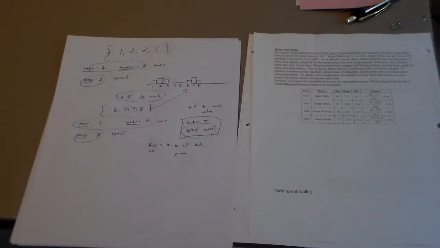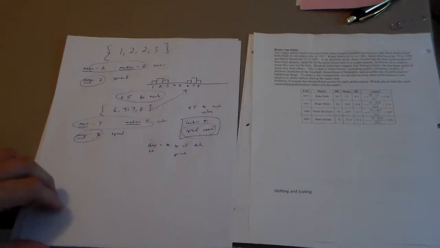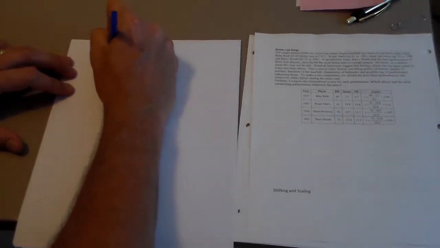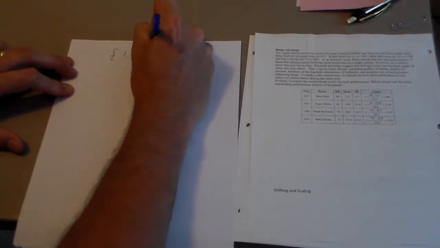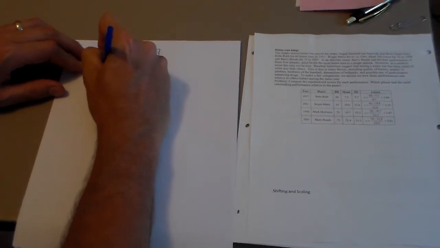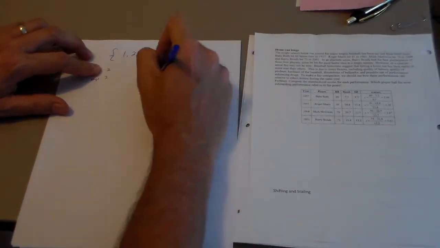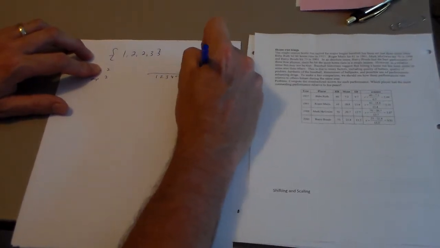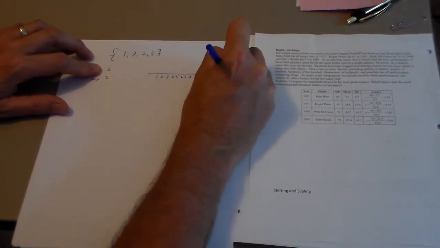So let's look at another situation. We still have that same data set. I'm going to go to a new piece of paper. So on my new piece of paper, I've got that same data set. My mean was 2 and my range was 2. And when I graph that, I've got 1, 2, 3, and I could go 4, 5, 6, 7, 8, 9, 10, 11, 12, 13, 14, 15.